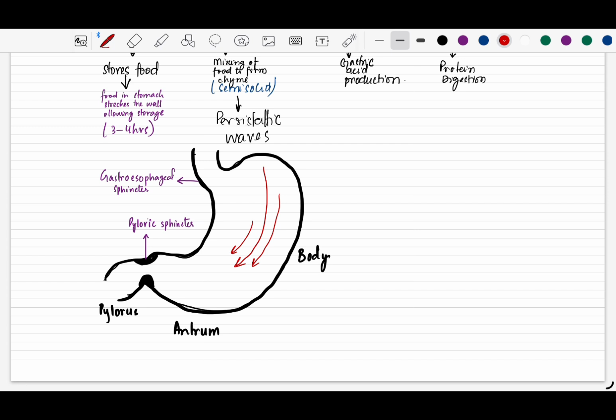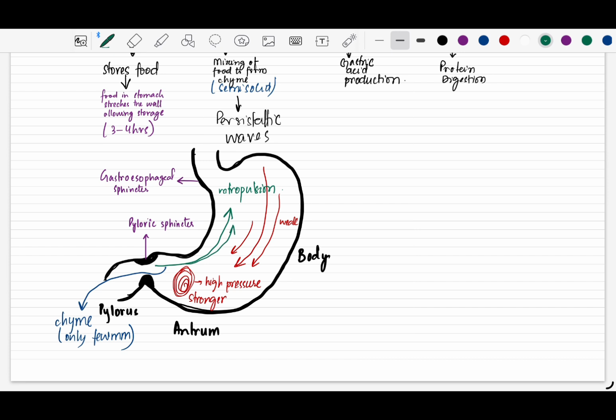Now, the waves present in the body are weak waves, and as they approach the antrum, they form a ring, and these are relatively stronger. And the food here is under high pressure. This high pressure is going to force some chyme into the small intestine. However, only a few millimeters pass with each contraction. Now, what happens to the rest of the food accumulated here? The rest of the food is going to go back towards the body, and this is known as retropulsion. And the constant moving back of the food into the body is going to allow mixing, which churns the food actually.